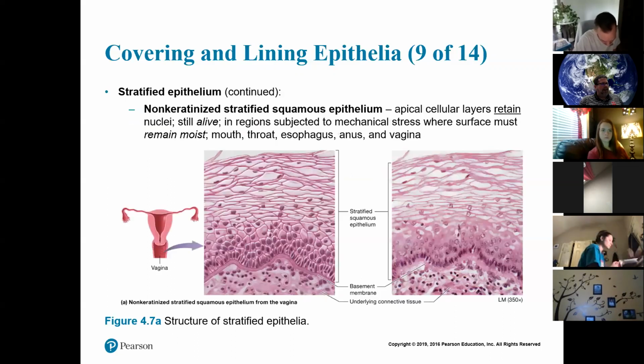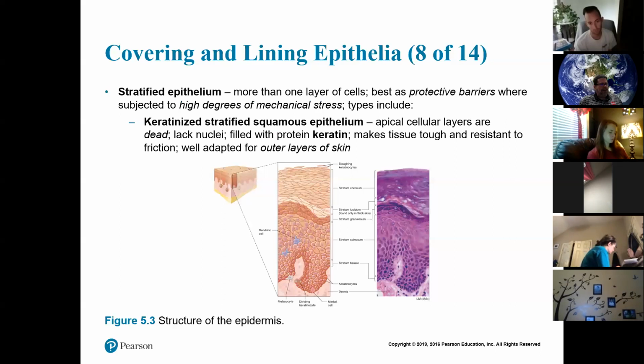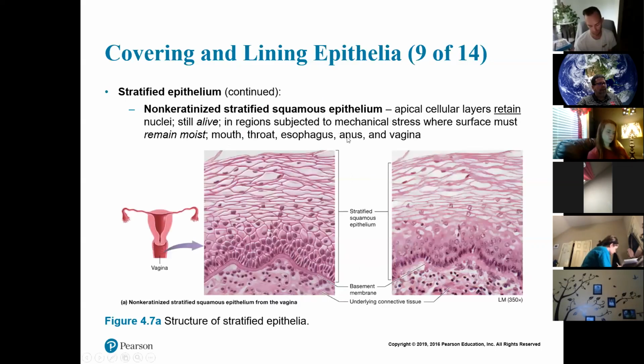And then non-keratinized, I showed y'all the esophagus in lab, but here is a picture out of the textbook of the vagina. So the vagina, anus, and mouth are stratified squamous, non-keratinized, and then the skin everywhere on the outside is keratinized, okay? So there we go, mouth, throat, esophagus, anus, vagina, kind of weird. Those are our non-keratinized stratified squamous.